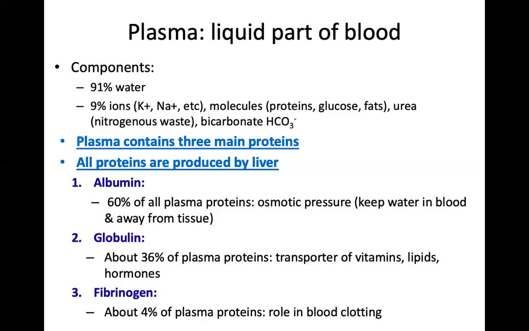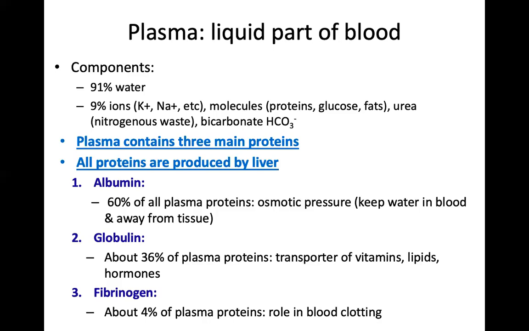The second most common type of protein we have is globulin. So globulin is about 36% of your plasma protein. Again, it is very common. It is still made by your liver. And the most important job it has is that it acts as a transporter. I kind of refer to them as the taxi or shuttle for your blood. Their job is to transport vitamins, lipids, hormones, and even sometimes act as antibodies.